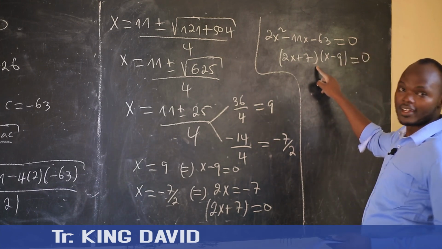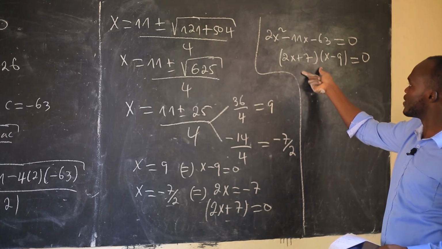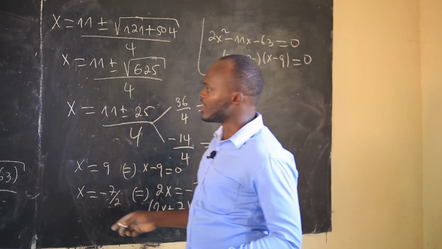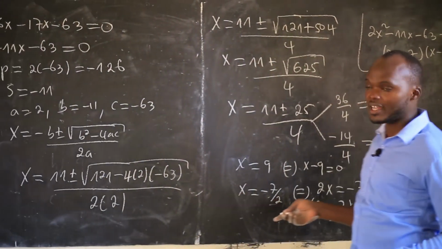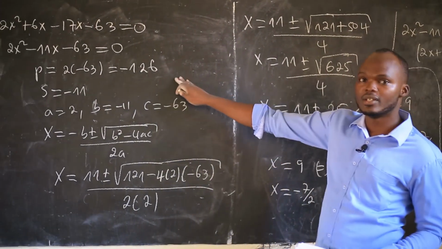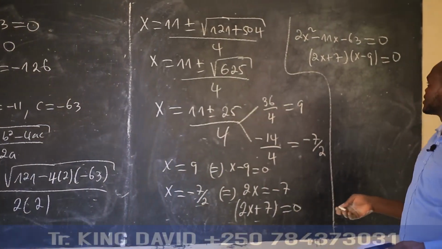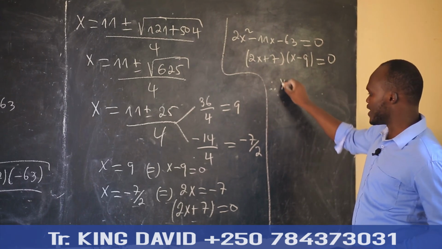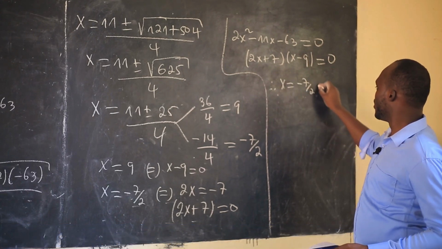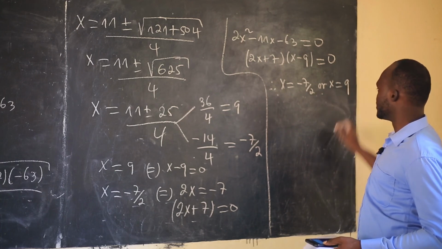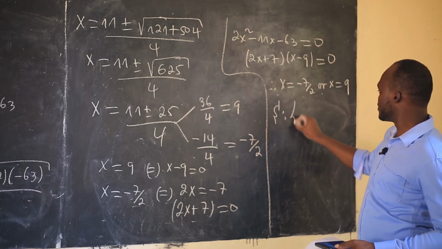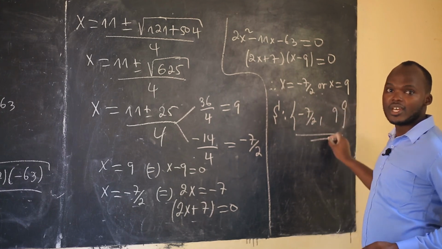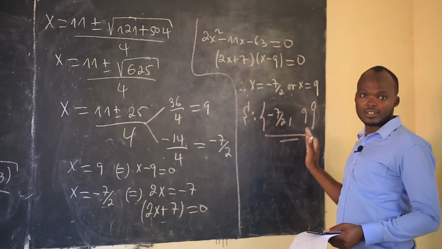You see now finally, it helped you to do what? To factorize that quadratic equation. Instead of going to find the factors of 126, where sometimes you can make a mistake because it is a big number, you can immediately use the quadratic formula. After using it, you factorize like this. So therefore, the values of x are negative 7 over 2 or x equal to 9. So our set contains negative 7 over 2 and 9. Remember, when you're writing a solution set, you start with the smallest number to the biggest number.